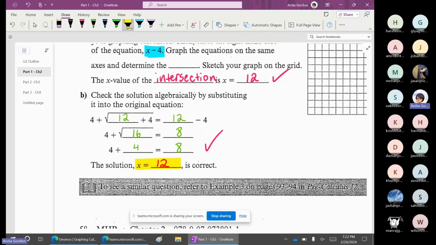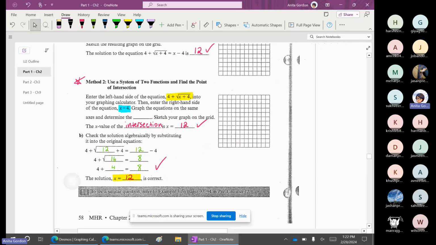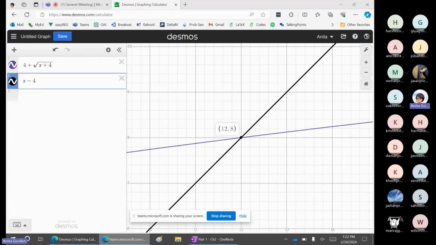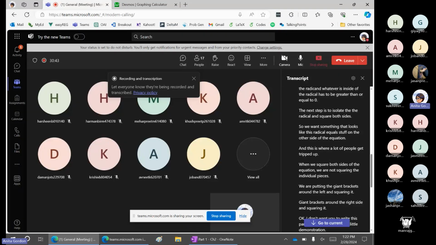Okay, so your homework for this section is finding the roots of the equation. Some of the questions will ask you to do this algebraically. Some of the questions will ask you to do this graphically. Tomorrow, our quiz is on all of the radicals.